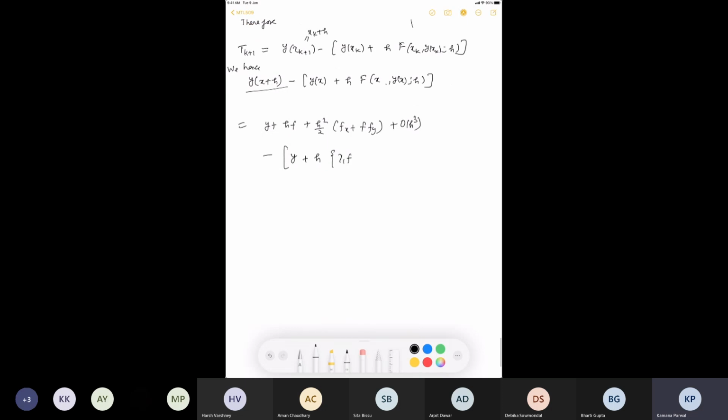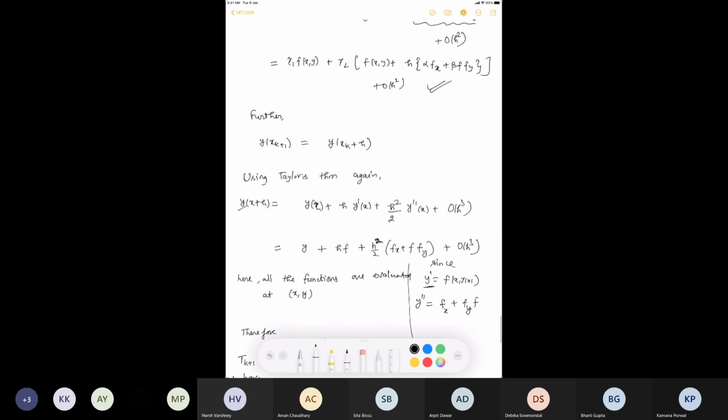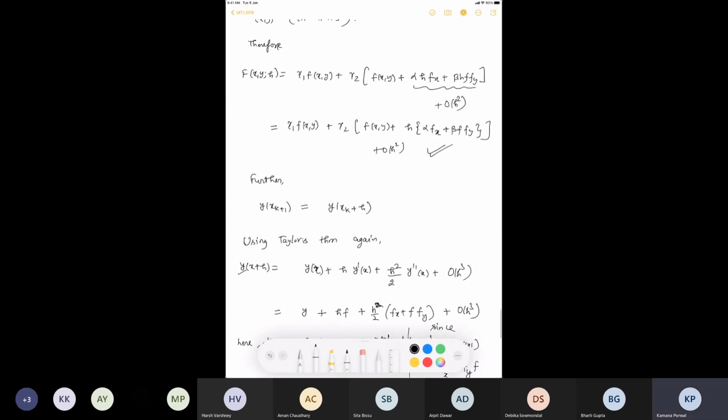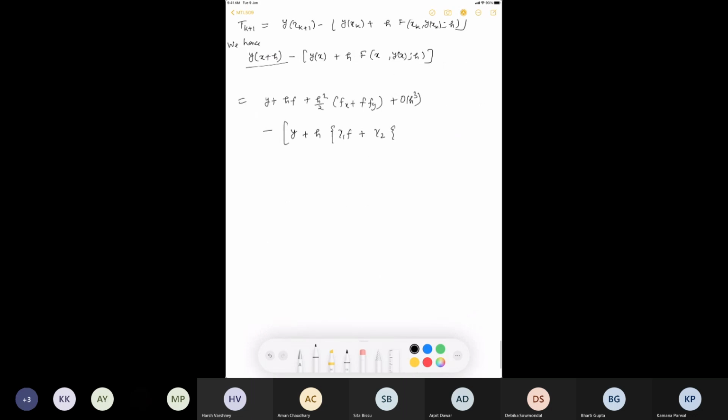So we have gamma 1 f plus gamma 2 times f plus h times of this, f plus alpha h f_x plus beta h f f_y, this complete thing. And then for this term also I'll get order h cube. So let me just combine this here and write order h cube.